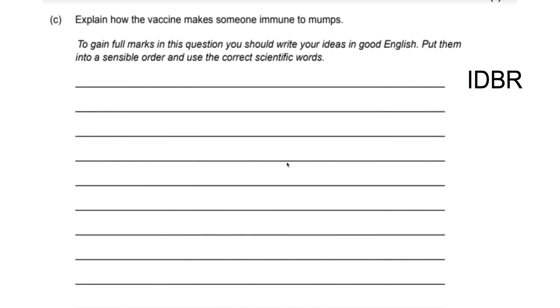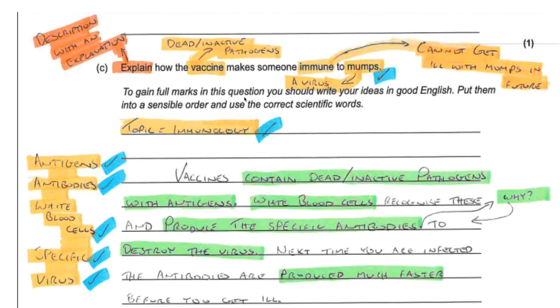So here's a question for you to do. Explain how the vaccine makes someone immune to mumps. Note there are 5 marks for this. You need to plan your answer. So you've got about 5 minutes to do that. It should take you about 5 minutes. Then you can check your answer.